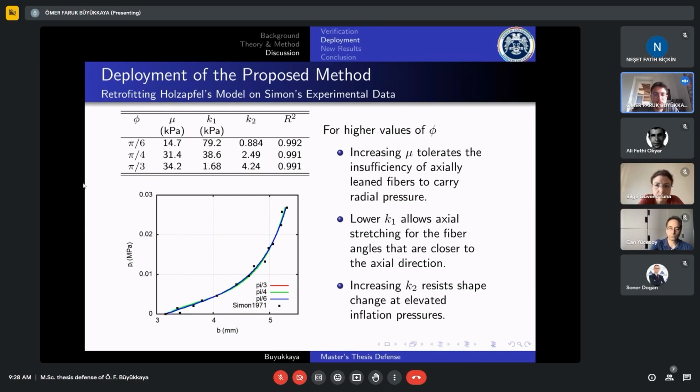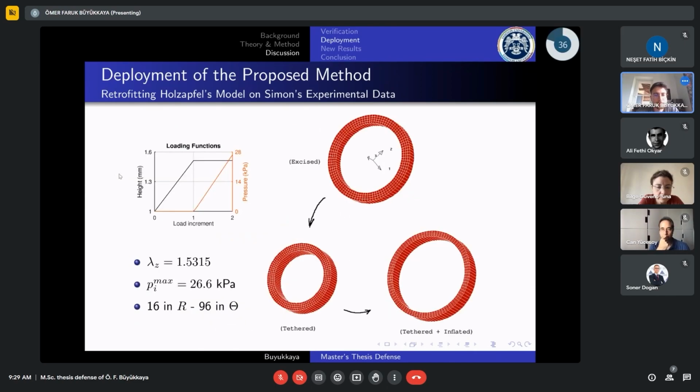So it is seen that for higher values of phi, increasing mu tolerates the insufficiency of axially leaned fibers to carry radial pressure, and lower K1s allow axial stretching for the fiber angles that are closer to the axial direction, and increasing K2 resists the shape change at elevated inflation pressures. Then by using these results, we perform the finite element analysis.